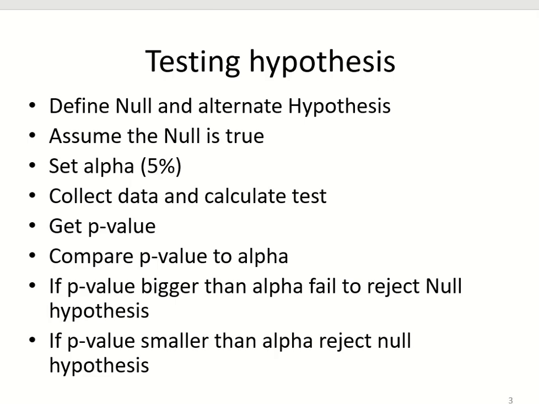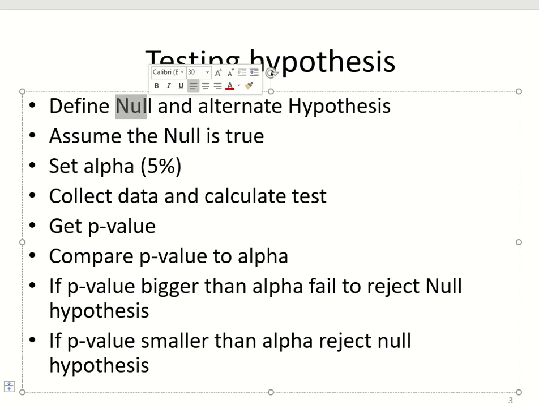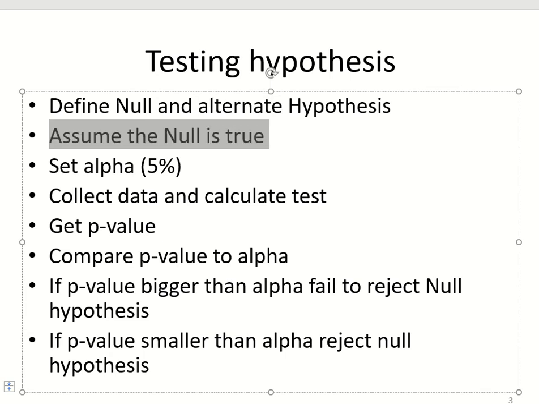So these are the steps of testing hypothesis. You start off using your research question to define the null hypothesis and the alternative hypothesis. Then the next step, you're going to assume the null is true. You're going to assume that the exposure and the outcome are not related. You're going to assume that the two groups in the population are not different. You're going to assume that taking the drug doesn't decrease the risk of myocardial infarction. Taking the drug does not lower cholesterol.